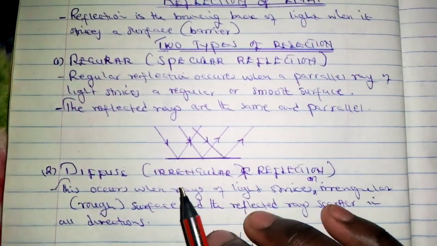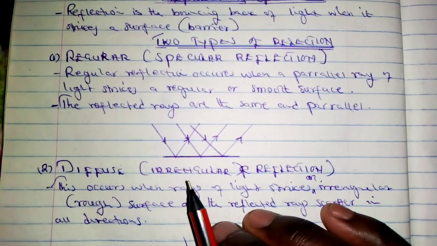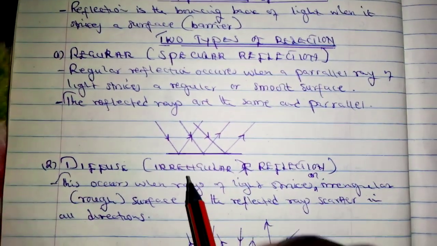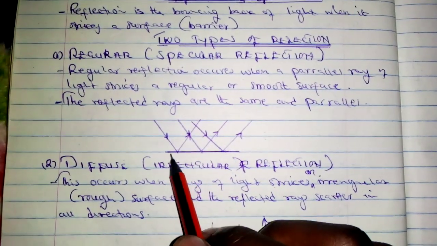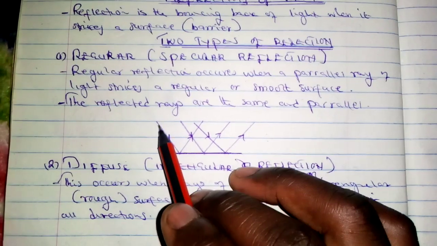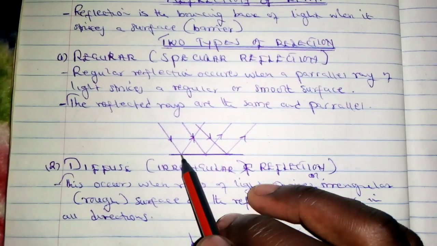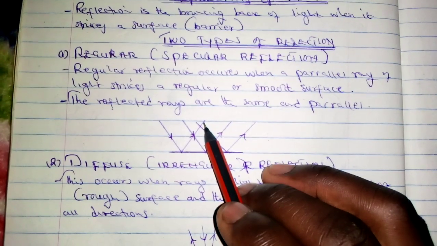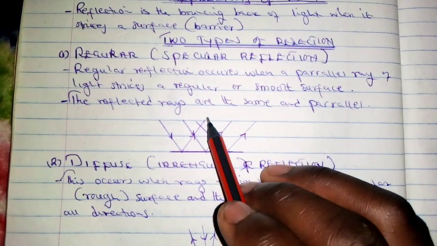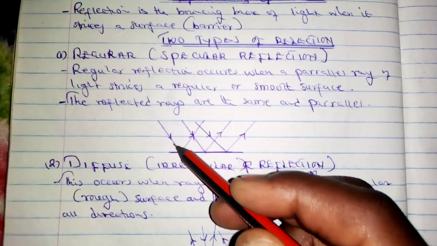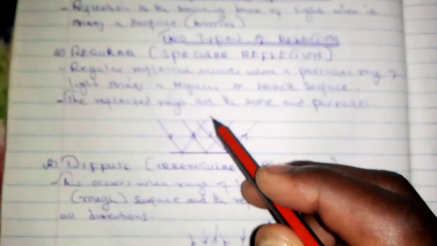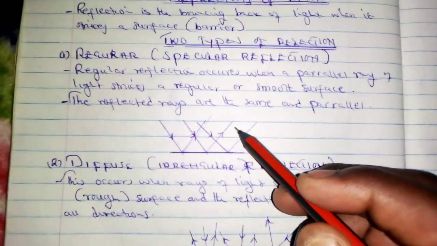There are two types of reflection of light. There's one which is called regular reflection. This happens when light strikes a smooth surface. When light strikes a smooth surface, the reflection is actually parallel. So what it means is this is equal to this, equal to this.